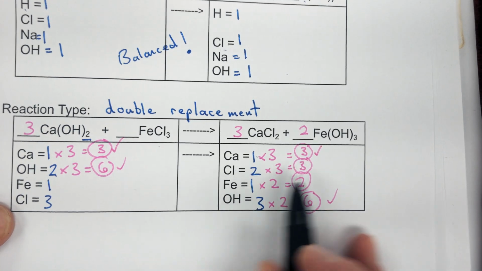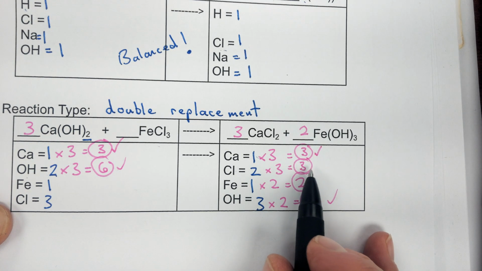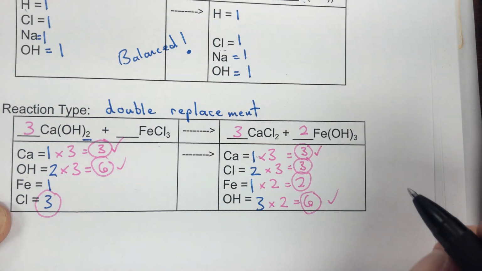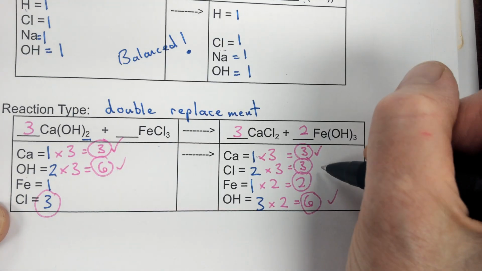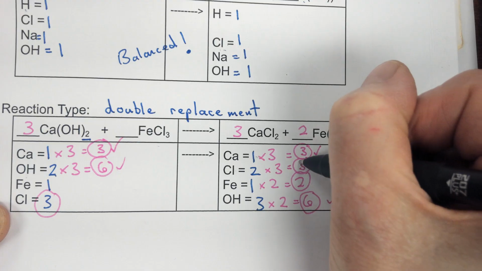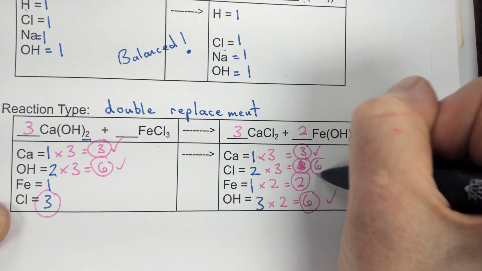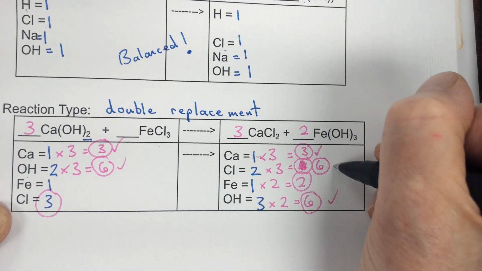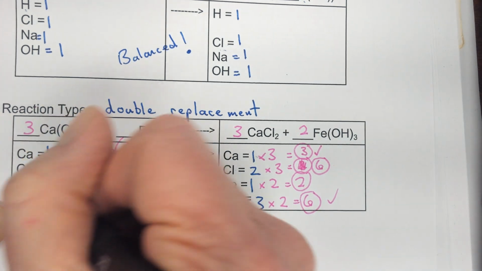Cl is not. Well, wait, Cl is. So I've got 3 here and 3 here. So that is balanced. Oh no, this should have been a 6. Sorry about that. My mistake. So it's not balanced. I know, it's crazy. All right, so not balanced.